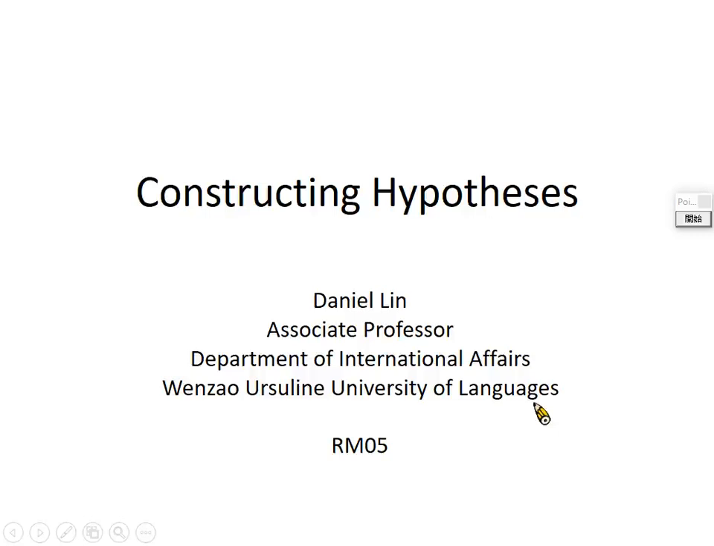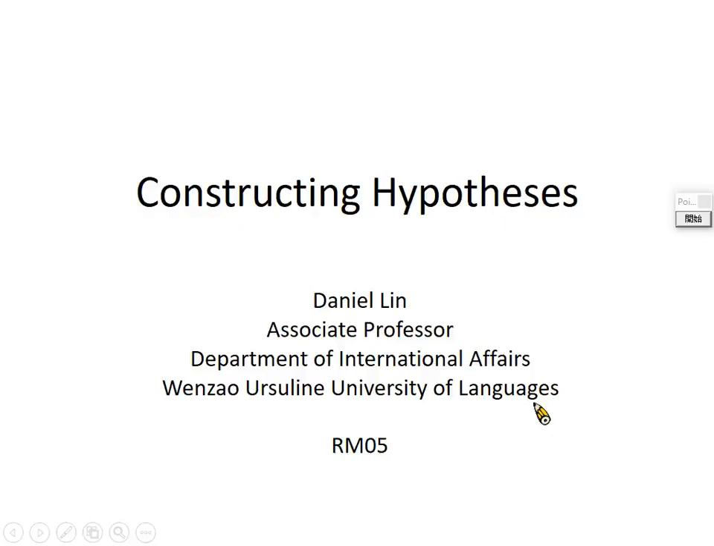Okay, let's talk about constructing hypotheses. Once we have a research purpose and we use the process of operationalization, we can operationalize the concept through indicators to variables, right? So when we have a set of indicators, then we can look at the indicators and try to create a set of research questions or research hypotheses.